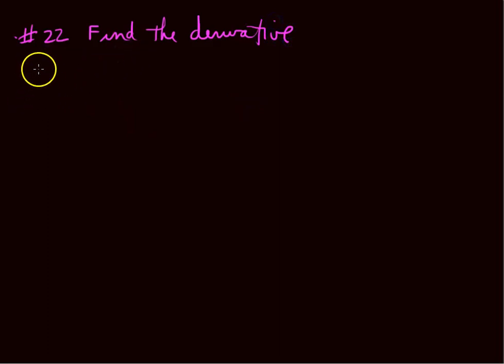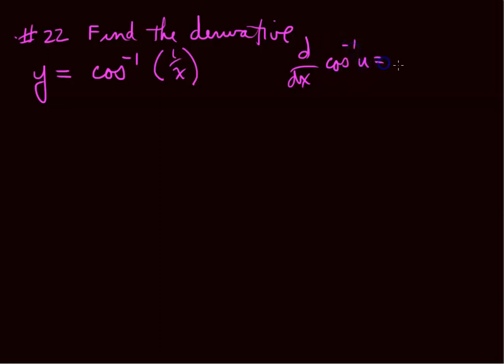Okay, we're given y equals inverse cosine of 1 over x. This is where you use the chain rule. Remember the derivative with respect to x, and this can help you if you need to memorize these. It is negative 1 over the square root of 1 minus u squared, du dx.